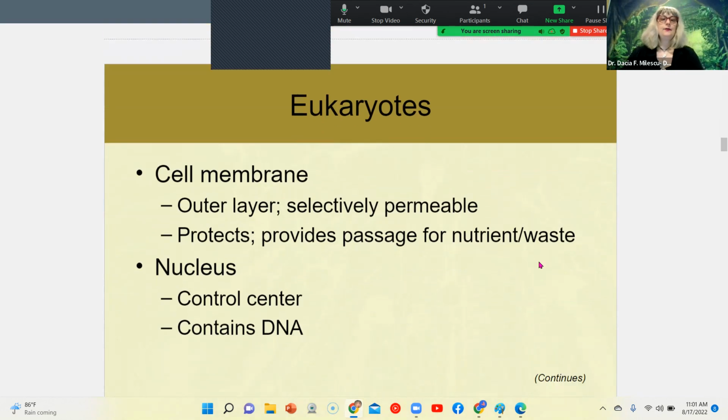All right, next, we're going to talk about the structure of the eukaryotic cells. So the eukaryotic cell has a cell membrane with an outer layer that is selectively permeable. In other words, certain things come in and things come out. Only certain things come in based on these proteins on the membrane. We call them receptors, okay?